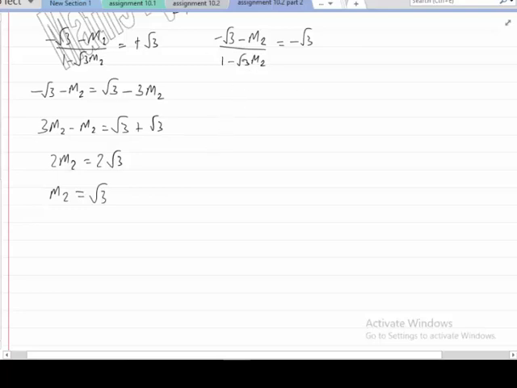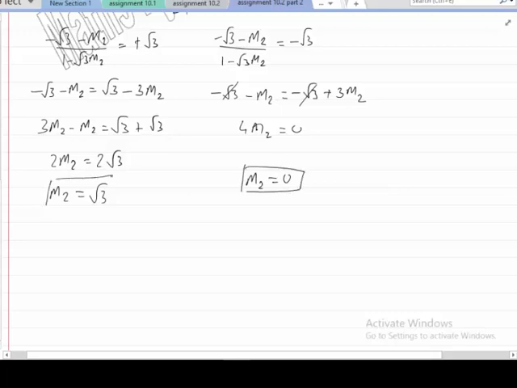Now let's do the same thing with the other option. So you will get minus root 3 minus m2 is equal to minus root 3. Root 3 will cancel out and we will get actually 4m2 is equal to 0, or we can say m2 is equal to 0, right? Okay, so here we get two different slopes, so we will get two different equations of L2.